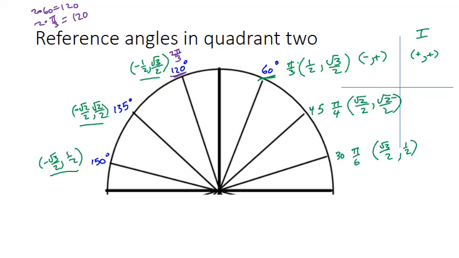If we follow the same reasoning, 45 times 3 gives you 135. So this angle is really 3 times 45, or 3 times pi over 4. Similarly, 5 times 30 gives you 150. So 5 times pi over 6 should give you 150 also.